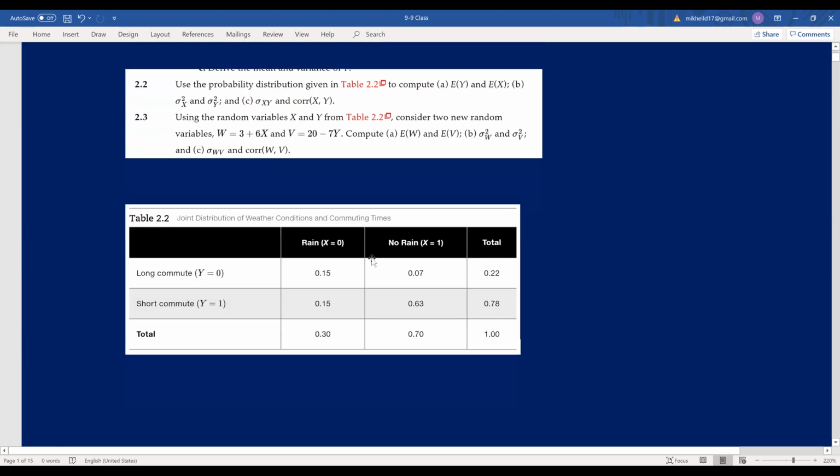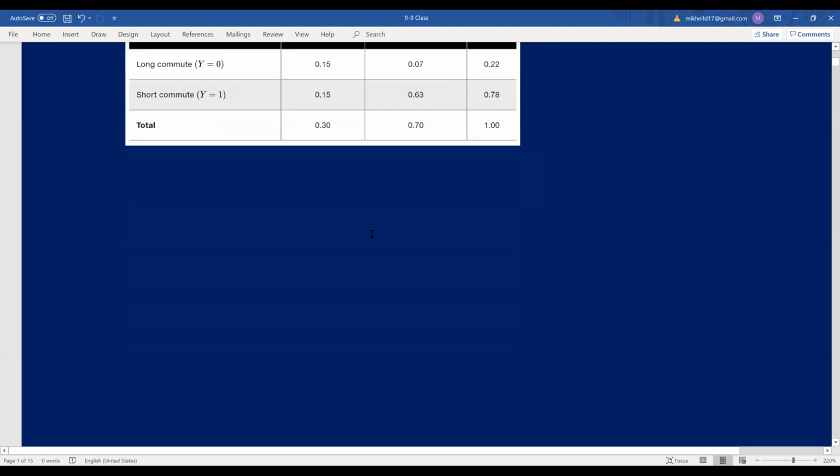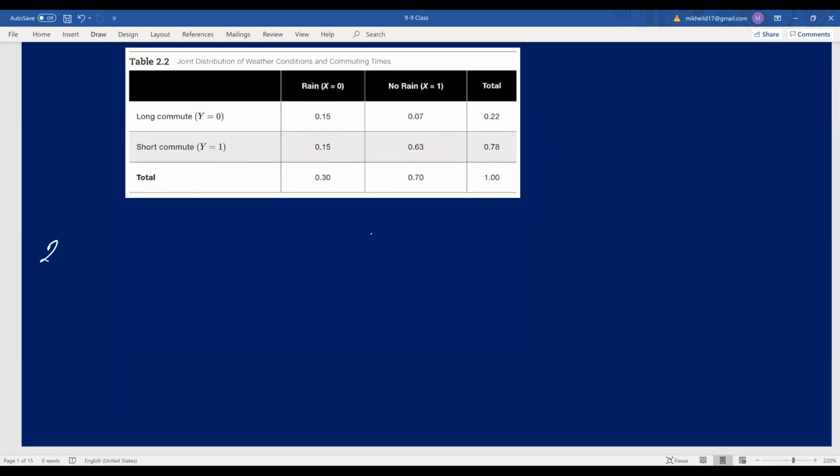So we have this joint probability distribution table. We have two random variables, X and Y. Both of these random variables are Bernoulli type random variables. As you know, a Bernoulli random variable takes only two possible outcomes, success and failure, and success and failure can be defined in many different ways. In this case, success is that it doesn't rain for X, and for random variable Y, it's defined as a short commute. Failure is rain for X and long commute for Y. So we are in exercise 2.2. We are asked to calculate certain measures for random variable X and random variable Y.